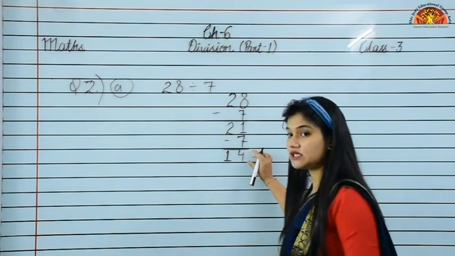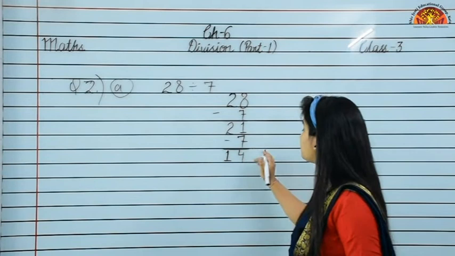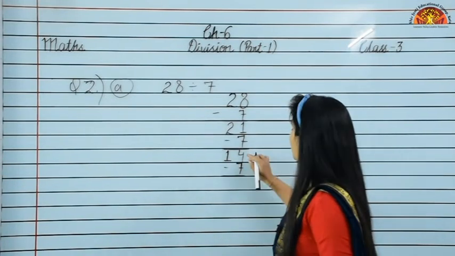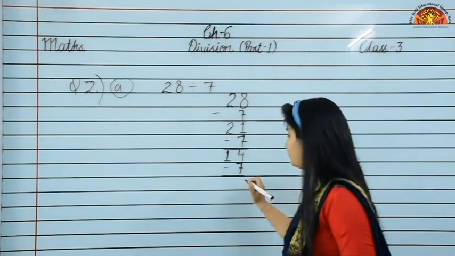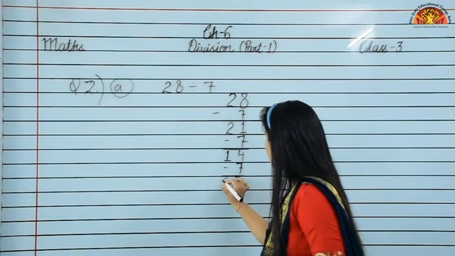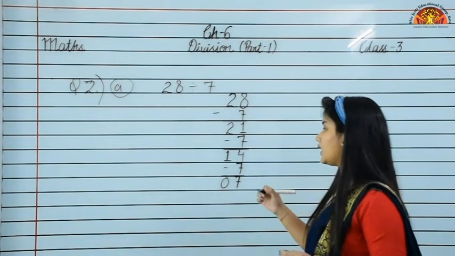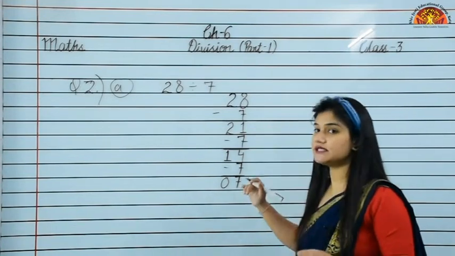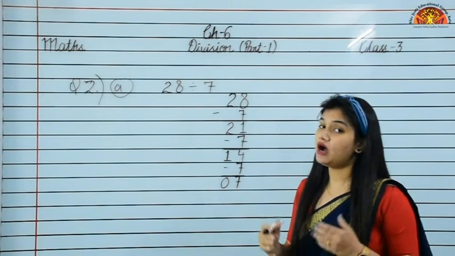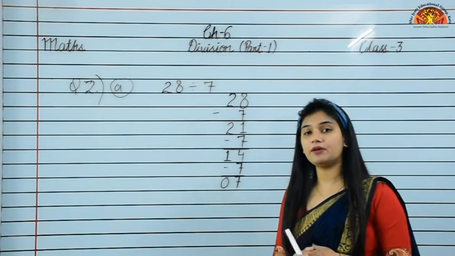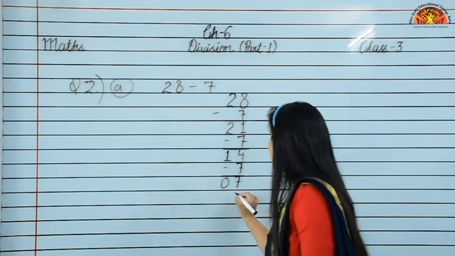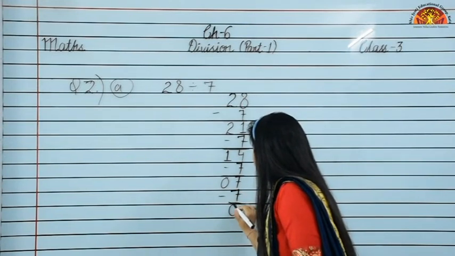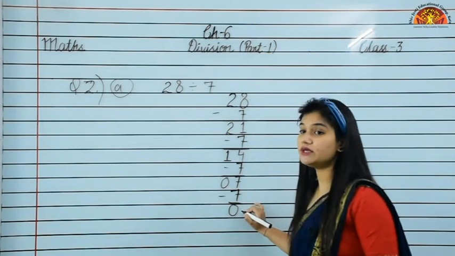Now we'll get 14. Again now we have to subtract 7. Now 14 minus 7 will be 7. Here we'll get 0. Now again we have to subtract 7. Students, we have to subtract 7 until we get the remainder 0. हमें तब तक subtract करना है जब तक हमें remainder क्या नहीं मिल जाए? 0 नहीं मिल जाए. Now again we are having 7. We are subtracting 7 and now we'll get 7 minus 7 will be 0.